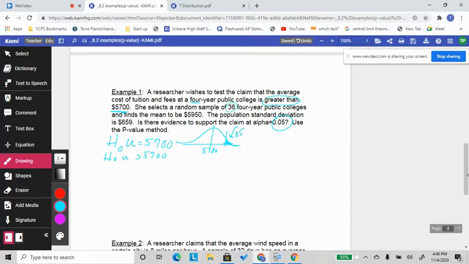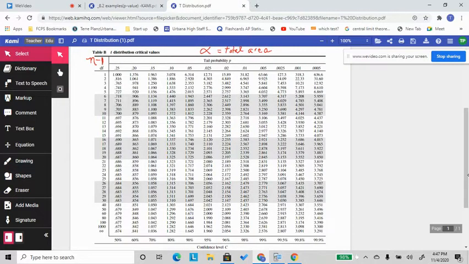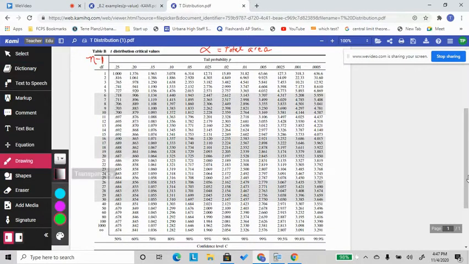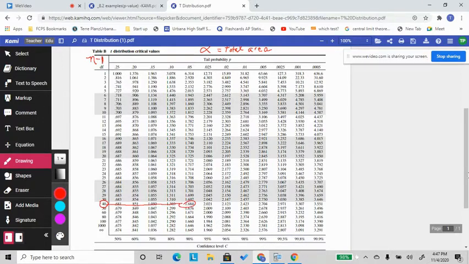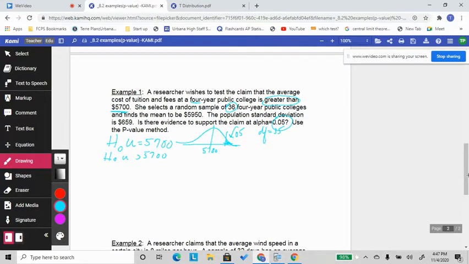So for our 36, you can either go to the t-chart and use a degrees of freedom of 35. So it's in between 35 and 40. I would do 40 because it's closer to 40 than it is to 30. So I'm going to go to 40 right here, and 5%, and we get 1.684. Remember, you can also use that inverse t function, which I'm okay with.